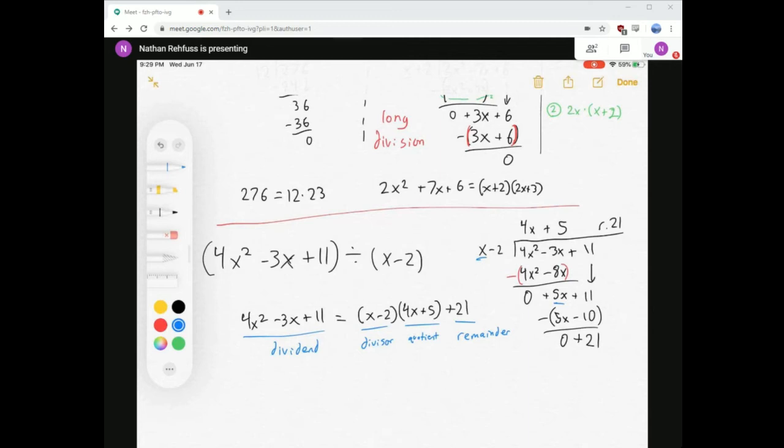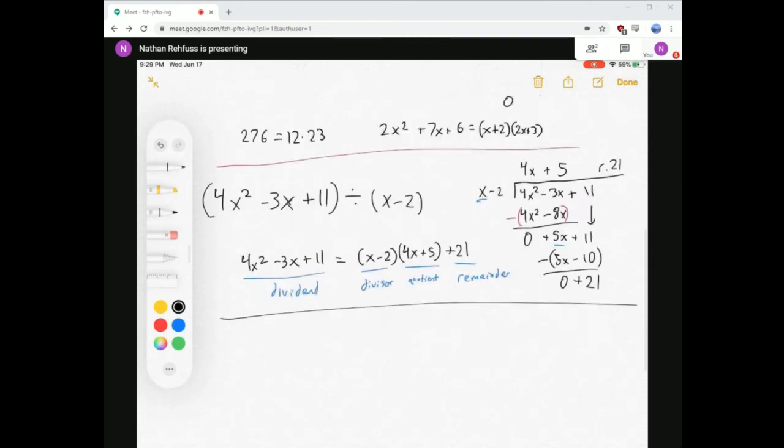For now, let's do more examples. Let's say I wanted to take 3x cubed minus 2x squared plus 4x plus 7, and I want you to divide that by x squared plus 2x plus 3.